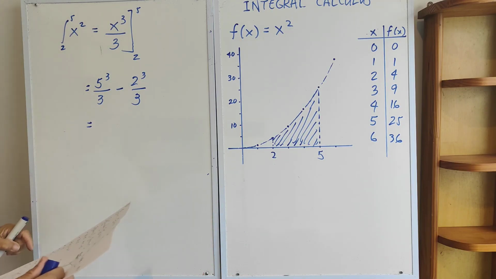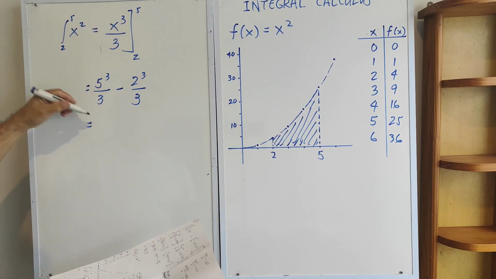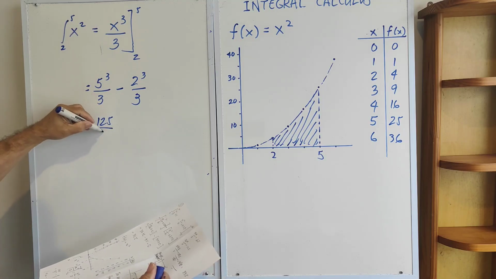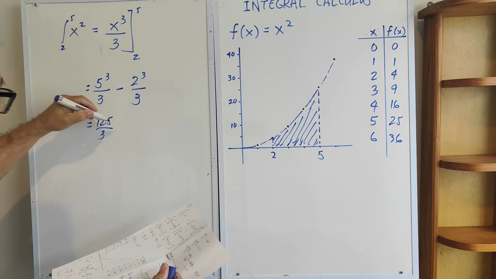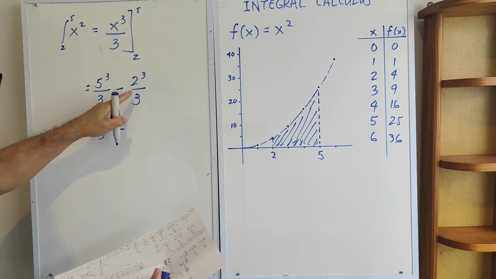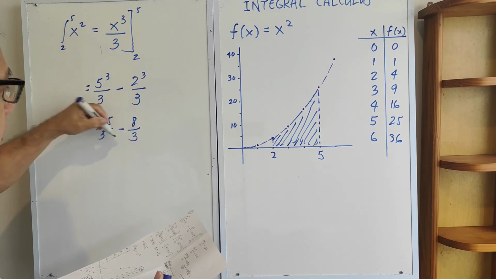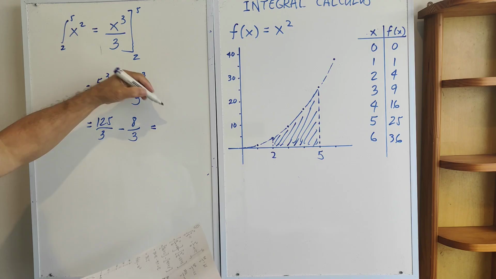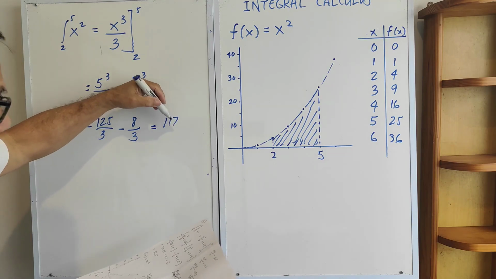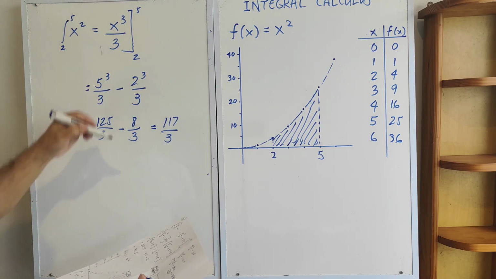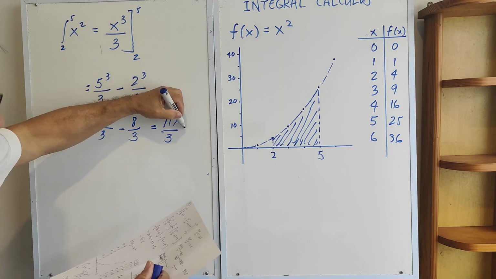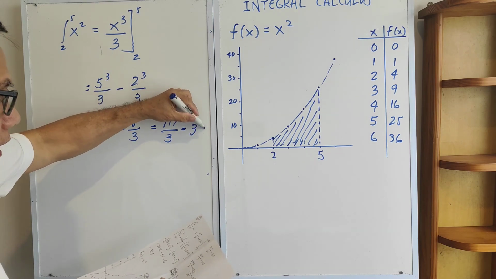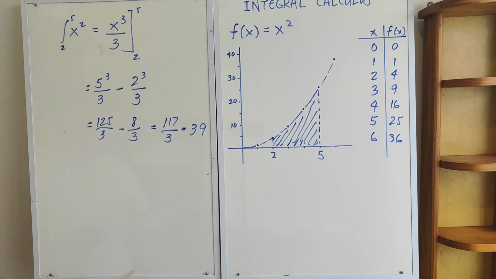So 5 cubed is 125 over 3, and 2 cubed is 8 over 3. They have the same denominator, so we can subtract directly. This is 117 over 3. So our area will be 39 square units.